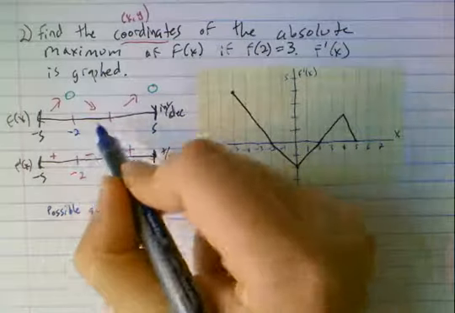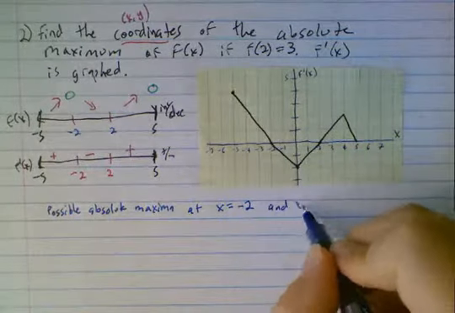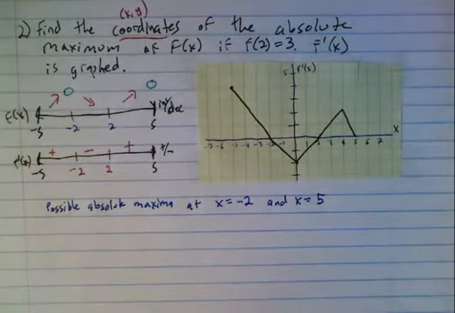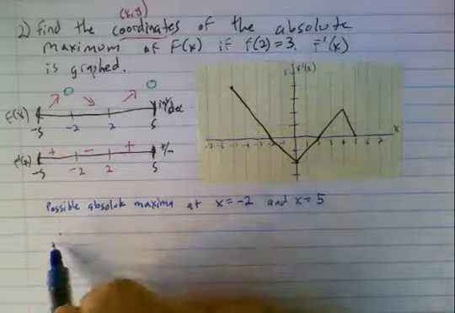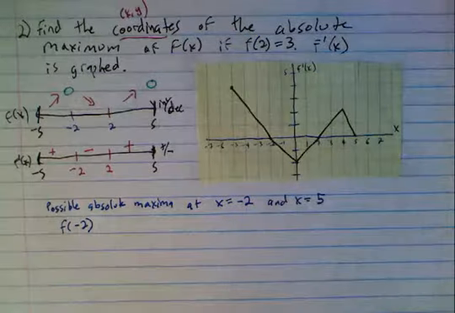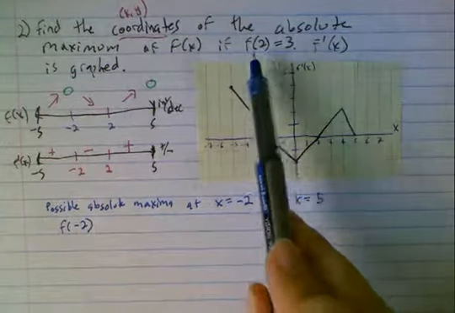let's see, that was -2, that was 2, -2. So there are possible absolute maximum at x equals 2 and x equals 5. We want to compare them. So let's find f of -2. And remember, we have this graph here. We know what f of 2 is.